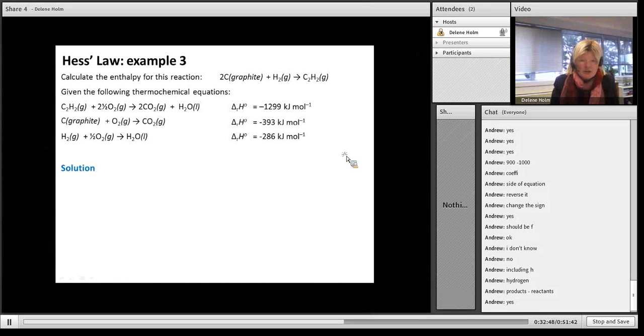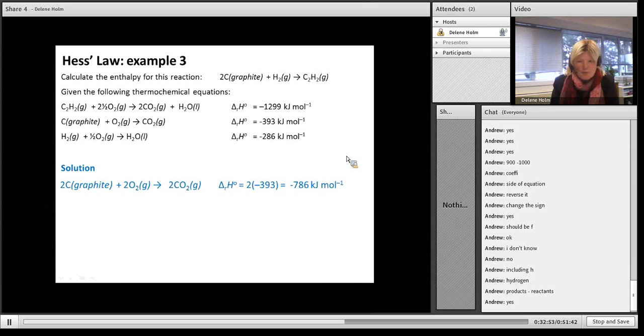Okay, so I think I've done it the long way here just for more practice. So what I've done here is I go, right, I need to calculate the enthalpy for this. So I need the graphite on the left hand side, but I need 2 of them, so I've multiplied by 2. Here I need the hydrogen on the left hand side. I only need 1 of them, so I don't change anything in this one.